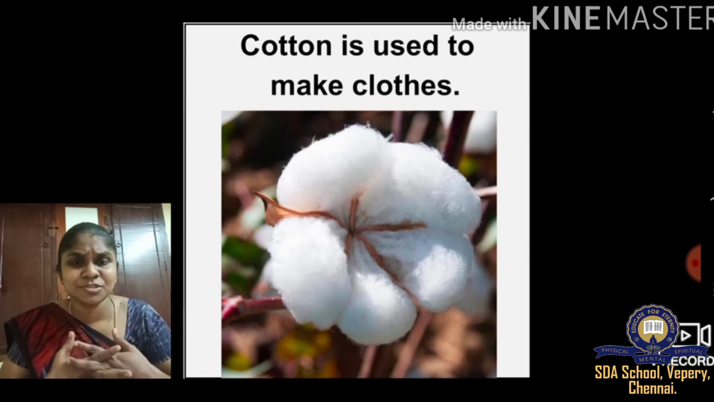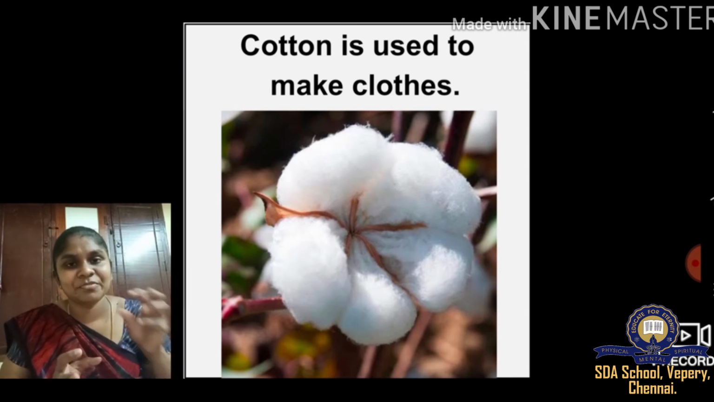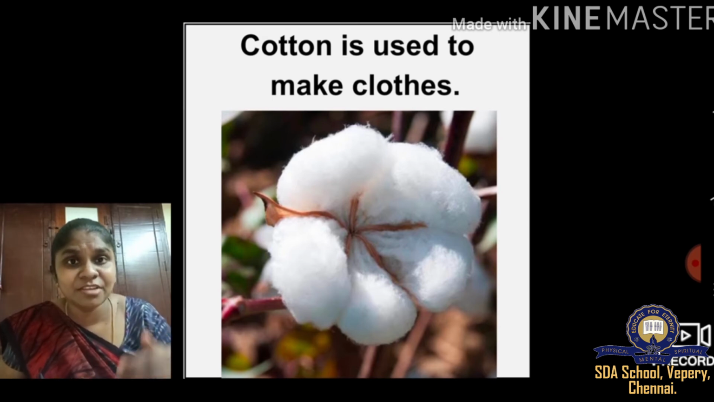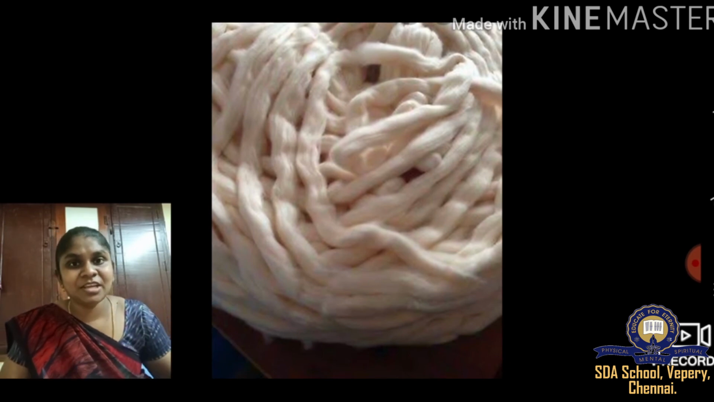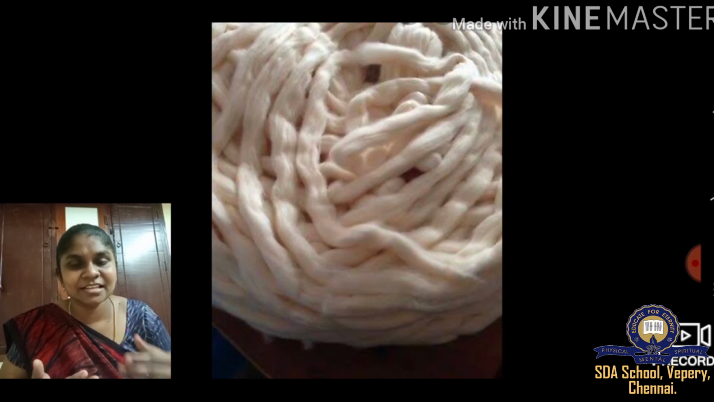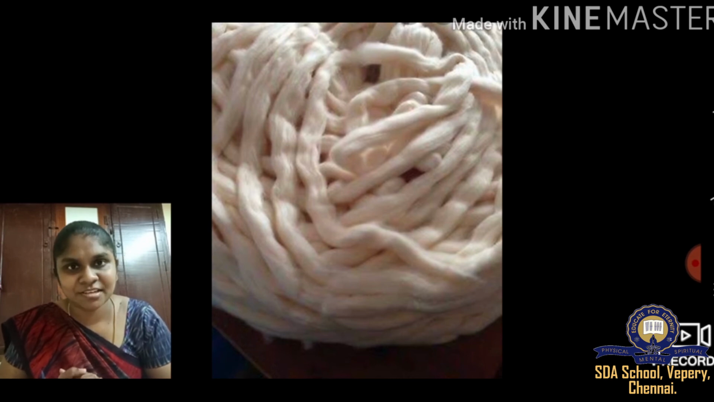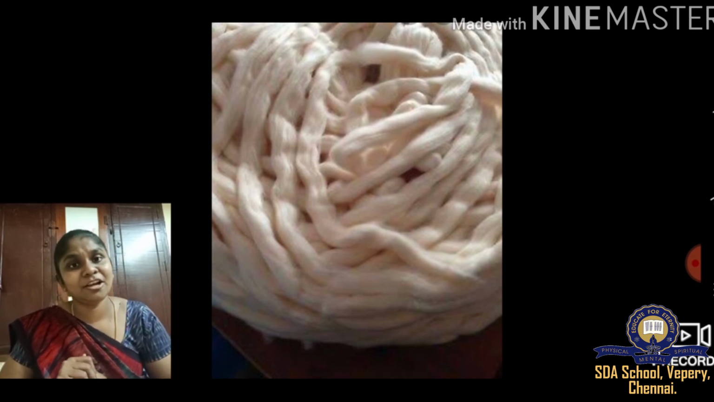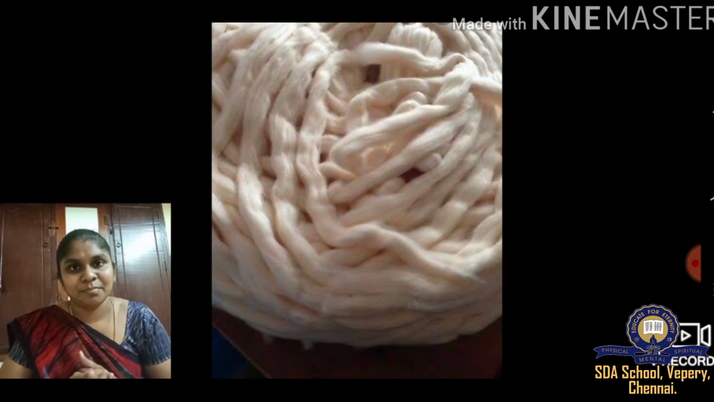How is it used? This cotton is picked out from that seed. Then it is woven like this. It is woven and made into a thread. Then this thread is used to make clothes. Like this only we are getting cotton clothes. Understood, children? Yes, we are getting clothes from the plants. Cotton clothes, especially from the cotton plant.